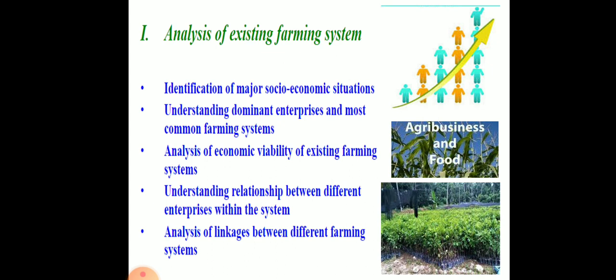Okay, so understanding dominant enterprises and most common farming systems. As I mentioned earlier, kapag common ang system or kapag common ang practice ng isang community, sila din ang nagko-kompetensyahan sa merkado. They are competing among themselves. So yun yung isang understanding on how a farmer has a dominant enterprise in a community, most especially if it is an agricultural related venture, no?